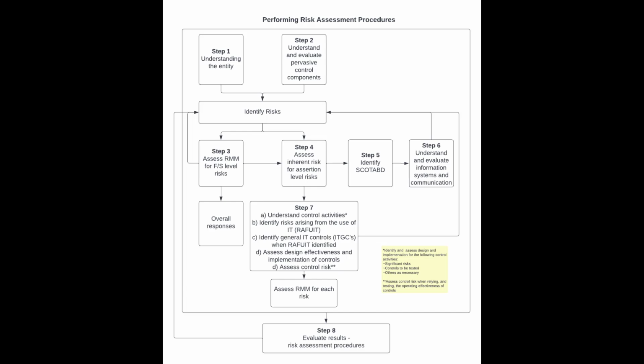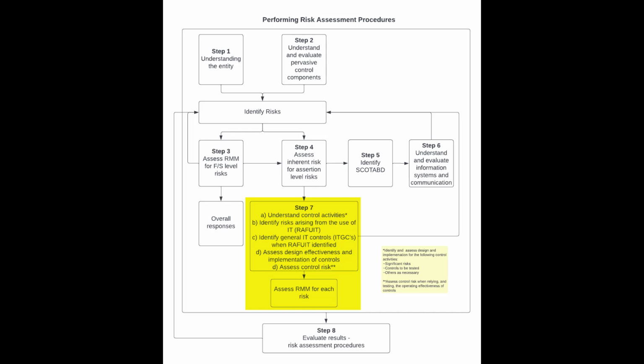Then we're going to go through and, based on those control activities, identify potential risks arising from the use of IT. And if we've identified any of those risks, we will then need to go through and identify general IT controls. And then we'll go through and assess the design effectiveness and implementation of those controls. And that's including those control activities that we documented, as well as those ITGCs. And then after that, we can then assess control risk.